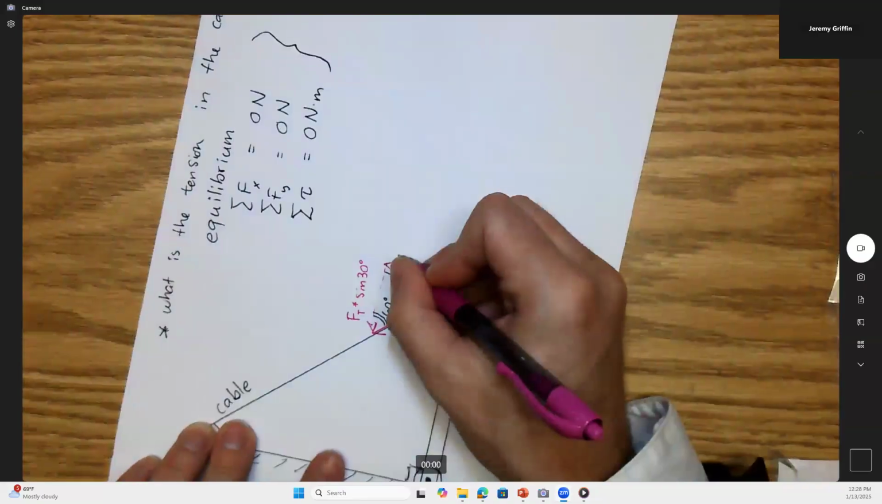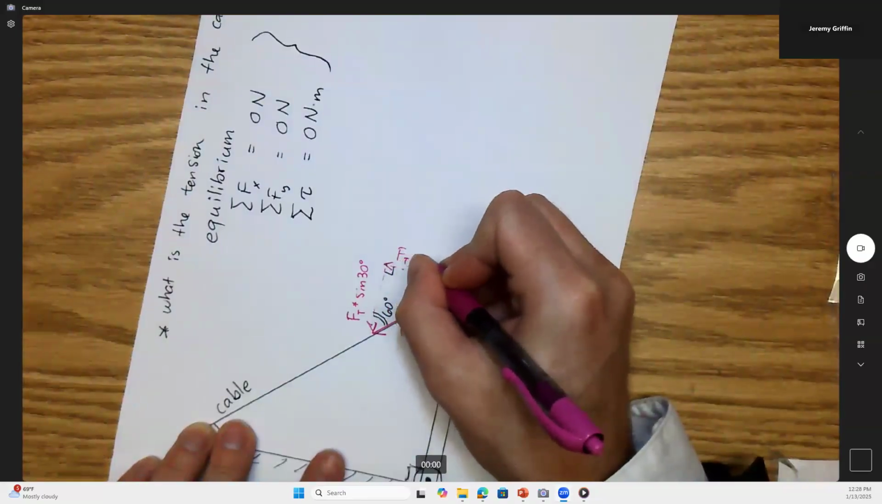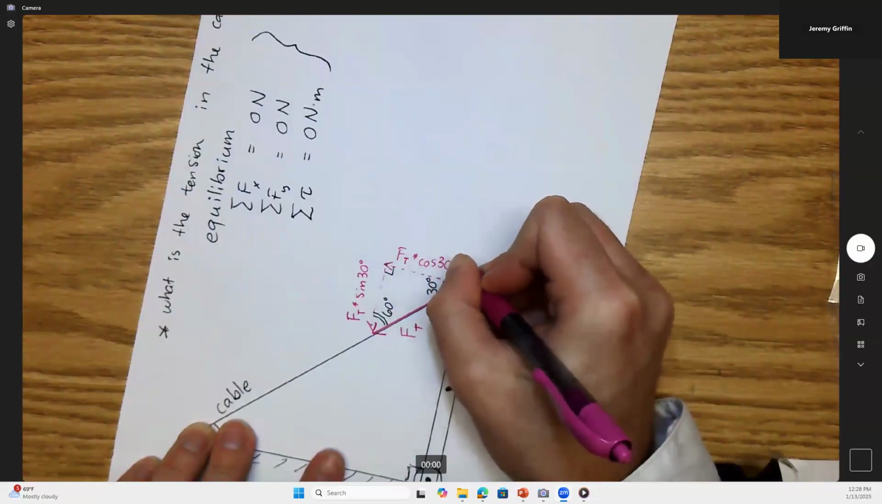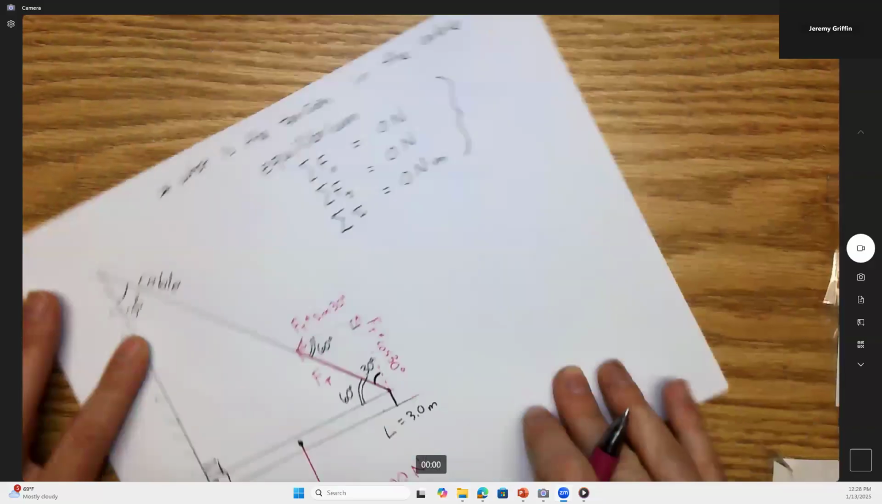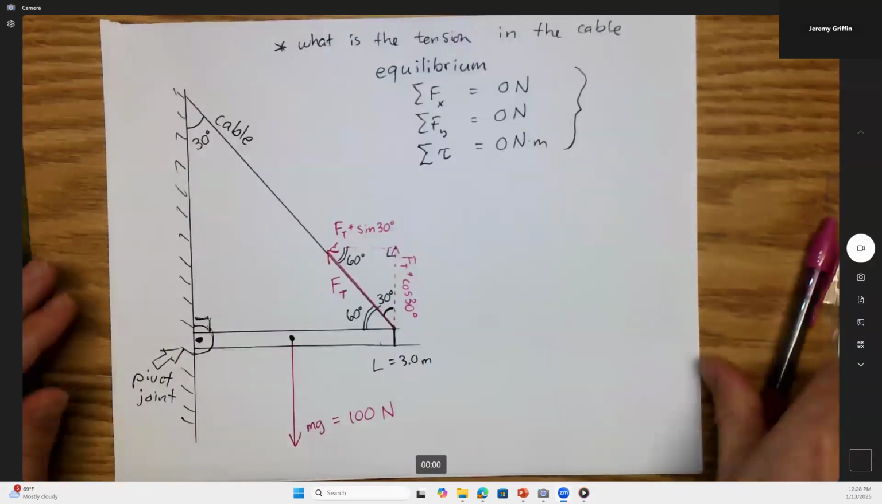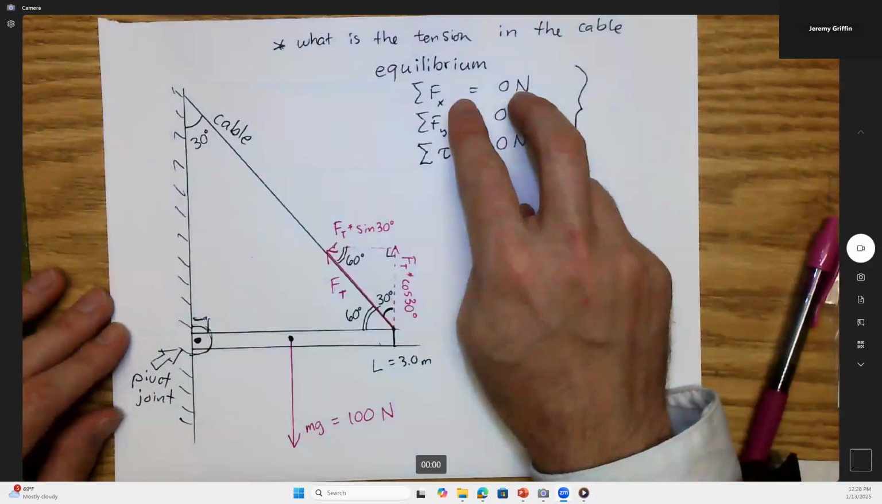And then this one here, could this be F_T times cosine of 30 degrees? Or sine of 60 degrees. You could also say that if you wanted to. Same thing. Okay, all right, so guys, look at my conditions for equilibrium.